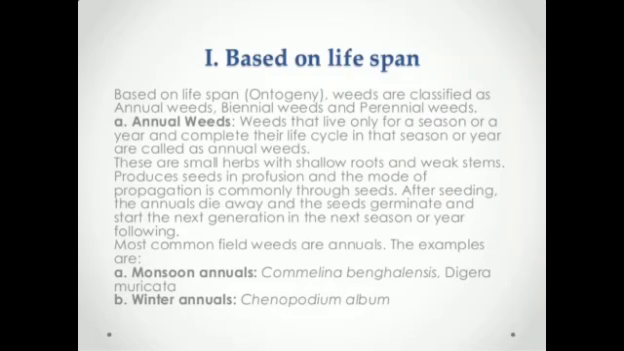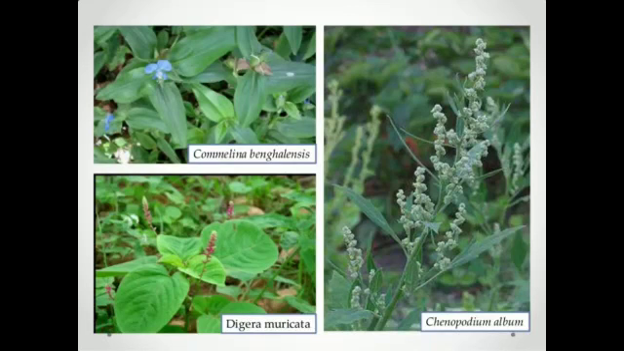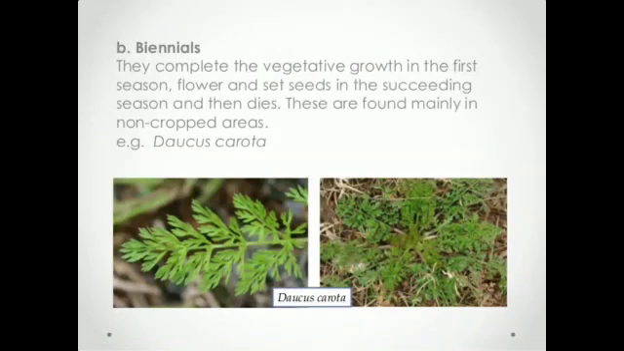Then winter weeds. Winter weeds means those weeds which complete their life cycle during the cool or dry season. An example is Chenopodium album. So you can see the slide. First weed is Commelina benghalensis, then Digera muricata or Chenopodium album. Then the third one is summer annuals. Summer annuals or summer weeds means those weeds which grow or complete their life cycle during the hot or dry season. An example is Solanum nigrum. This weed is a summer weed.